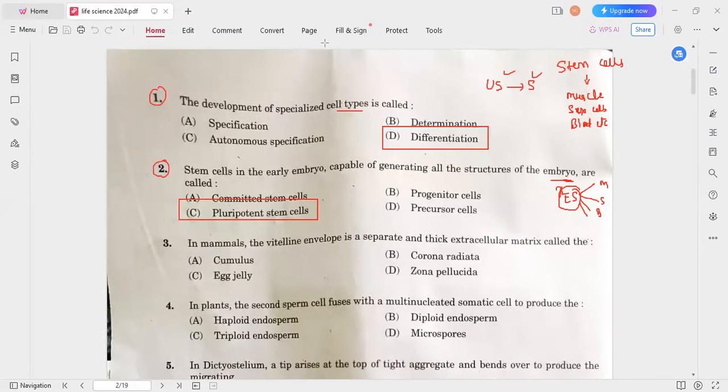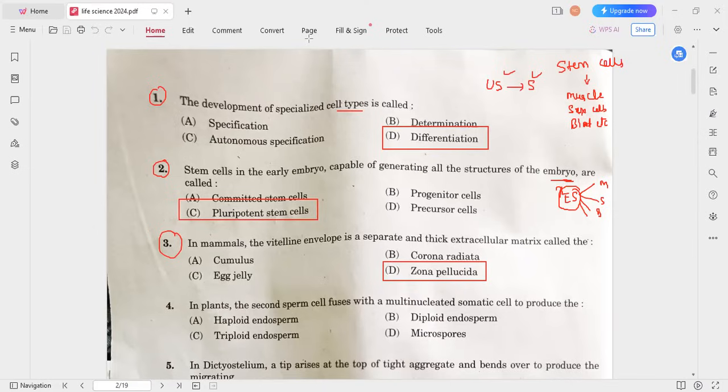Now move on to the next question. In mammals, the vitelline envelope is a separate and thick extracellular matrix called what? The answer for question number 3 is zona pellucida. The zona pellucida plays essential roles in oogenesis, fertilization, and also in early development. So option D is the correct answer for question number 3.